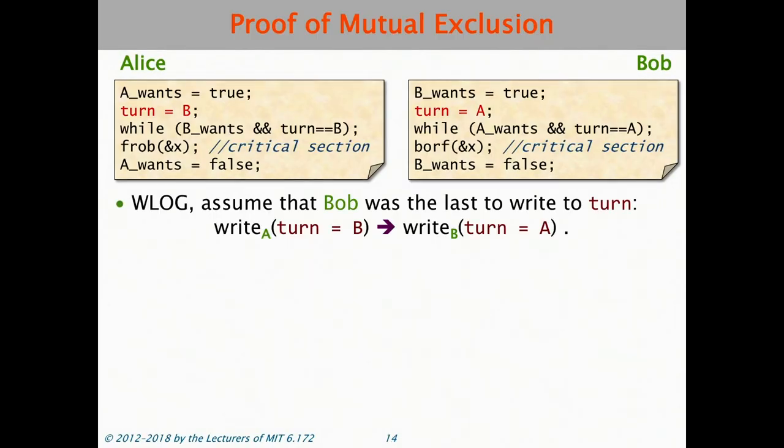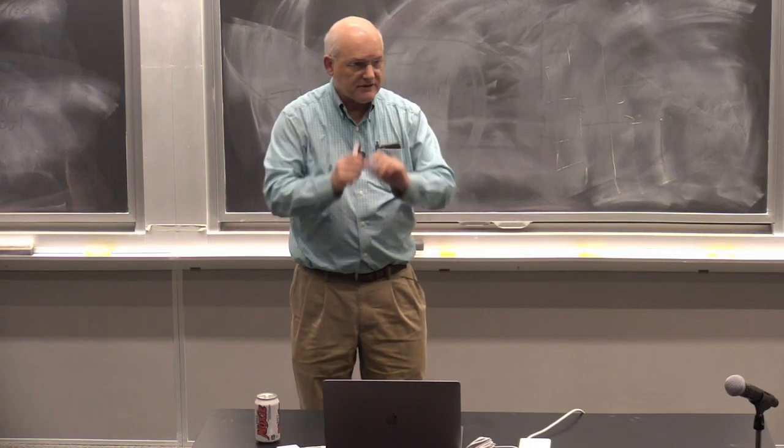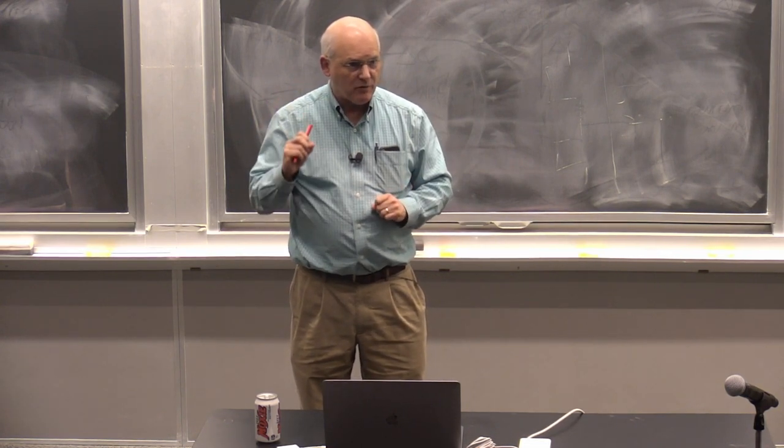Without loss of generality, we have some linear order, and to be in the critical section, Alice and Bob both had to set the variable turn. So one of them had to do it first. I'm going to assume without loss of generality that Bob was the last one to write to turn, because I can otherwise make exactly the same argument for Alice. So if Bob was the last one, that means Alice wrote to turn, writing B to turn, and that preceded Bob writing A to turn. So we have that happens before relationship. Everybody with me? Do you understand the notation I'm using and the happens before relationship?